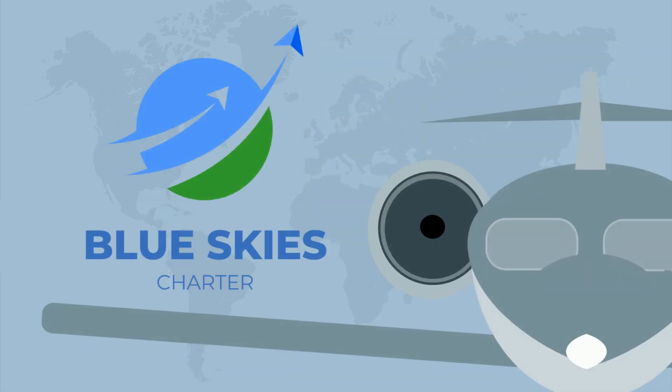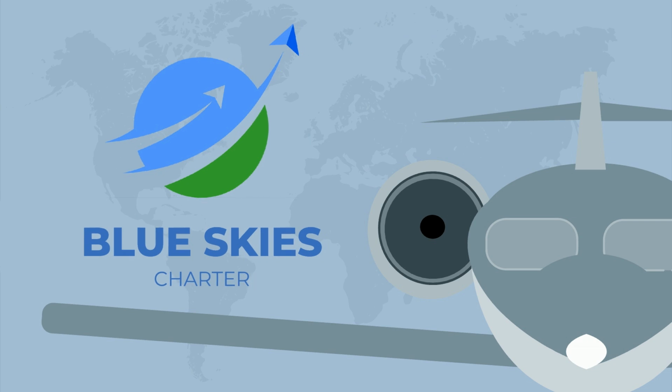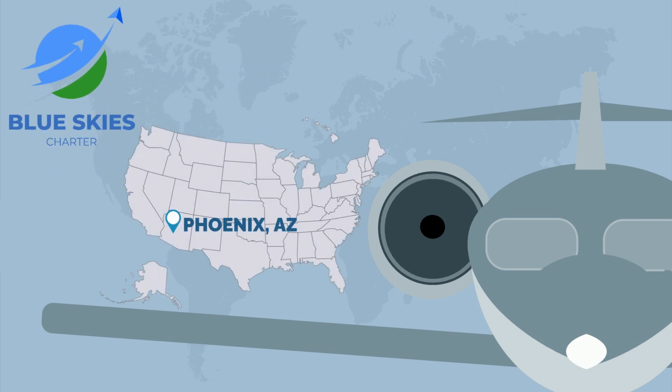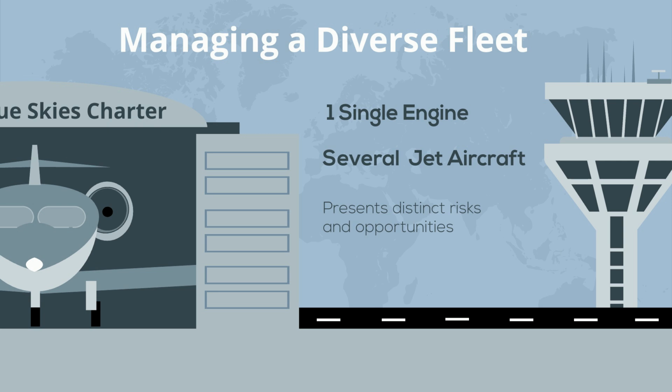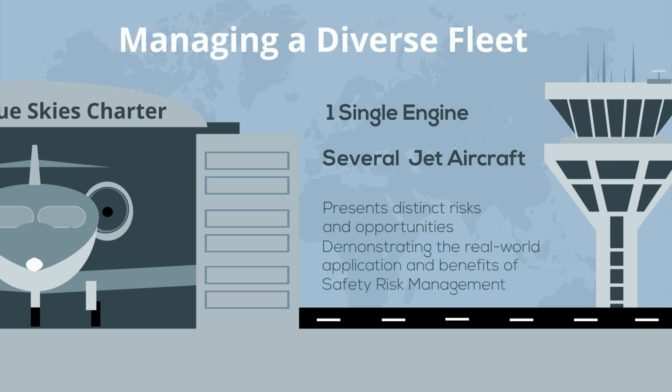Throughout today's discussion, we'll explore practical examples from Blue Sky's Charter, a Phoenix-based operator managing a diverse fleet of aircraft, including one single engine and several jet aircraft. Each aircraft type presents distinct risks and opportunities, making Blue Sky an ideal case study for demonstrating the real-world application and benefits of safety risk management.